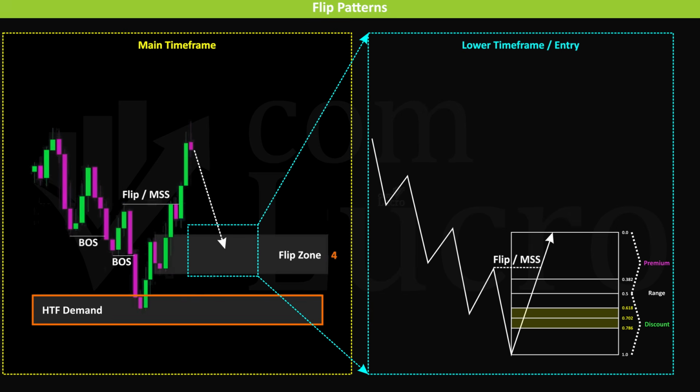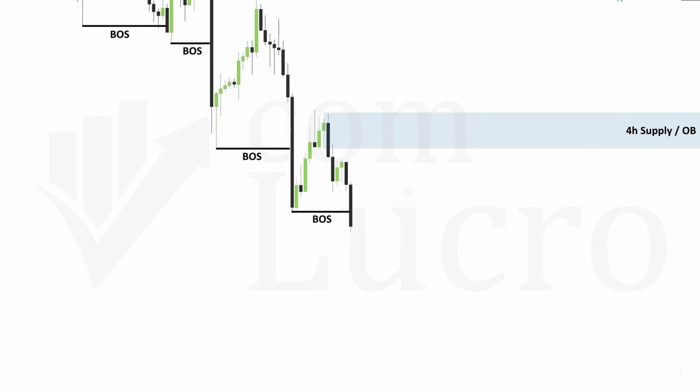Now that we have covered all the rules, details, and everything you need to apply this strategy correctly, let us walk through a real chart example to reinforce what we've learned so far. Here, we have a 4-hour chart on the screen. As you can see, price is in a strong downtrend and the bears are clearly in control.